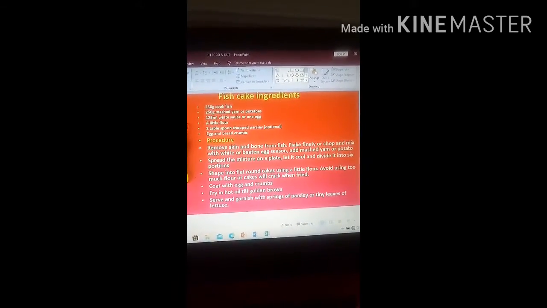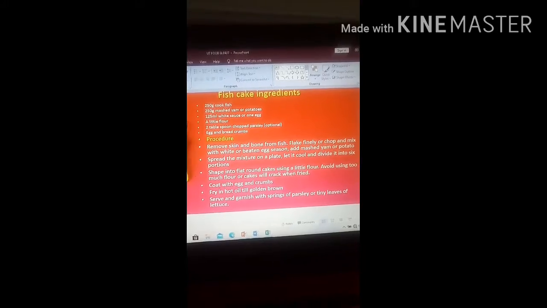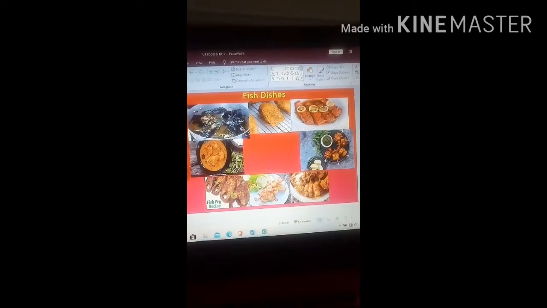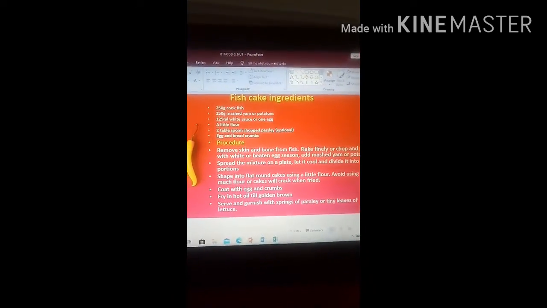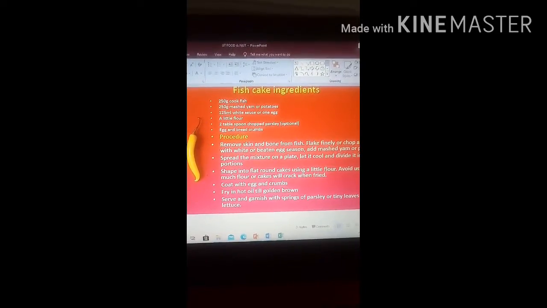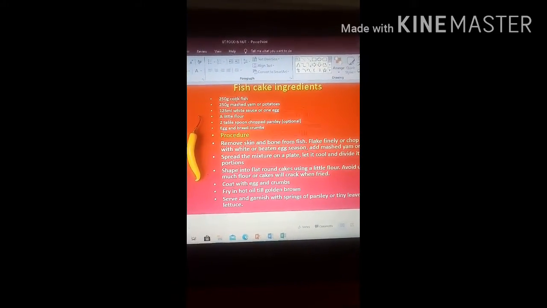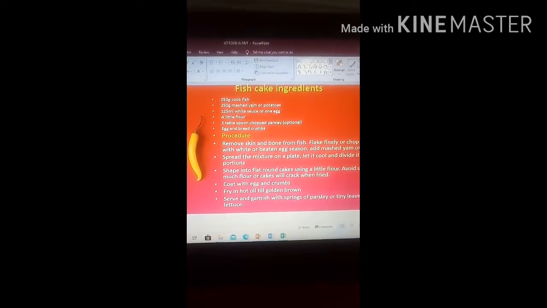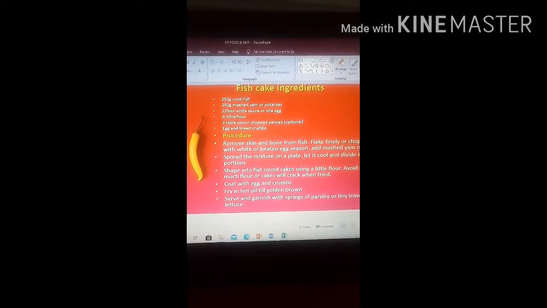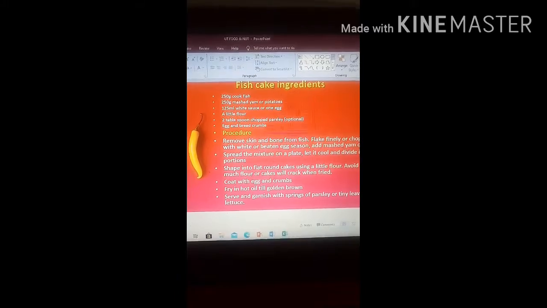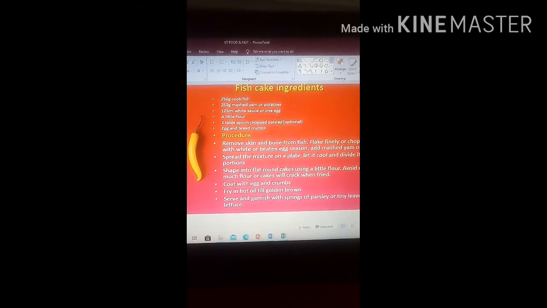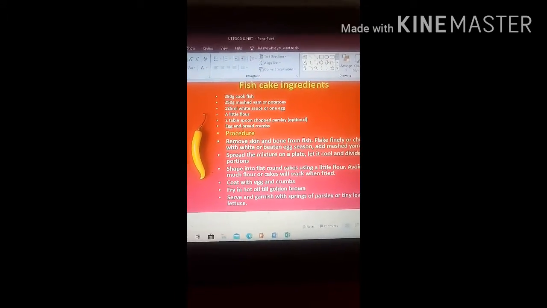Then we have fish cake. You can actually use fish to make cake. So here is the list of the ingredients required. The first one, let me go through it. 250 grams of fish, 250 grams mashed yam or potato, 250 ml of water or sauce, 1 egg, a little flour, a tablespoon of chopped parsley, that's optional, egg and breadcrumbs.